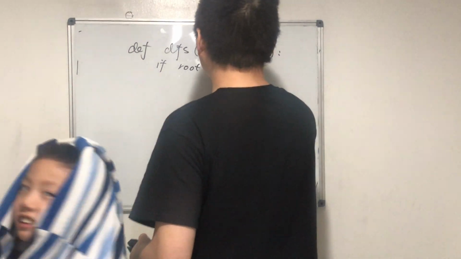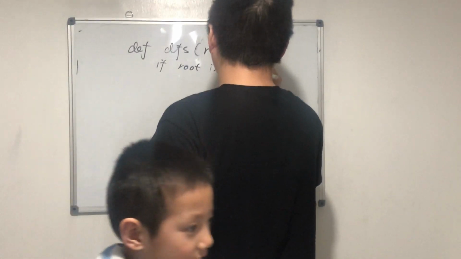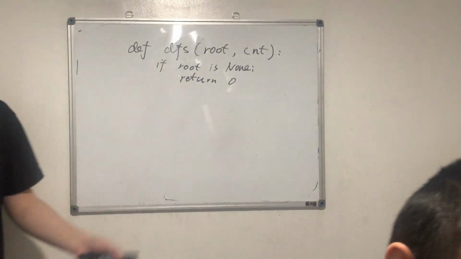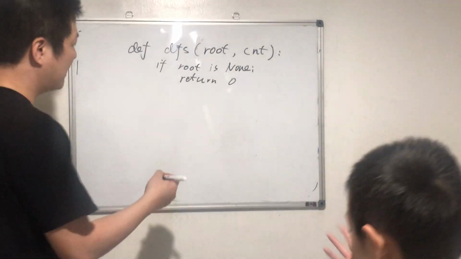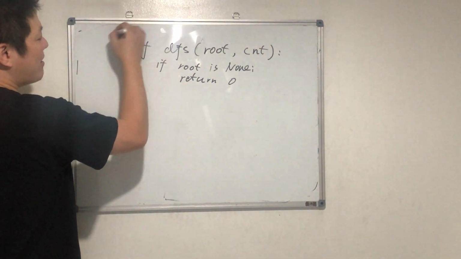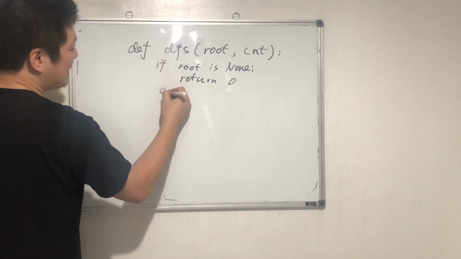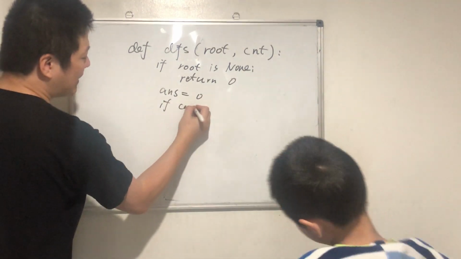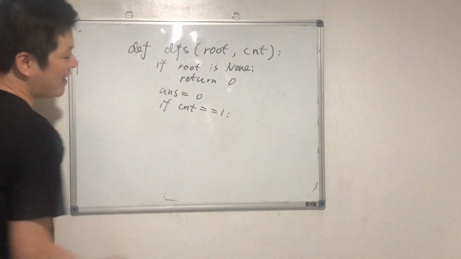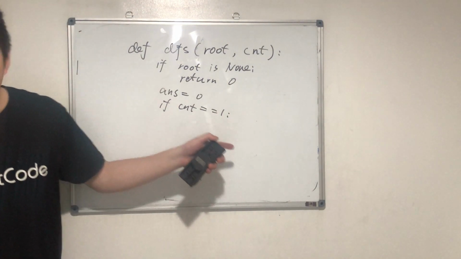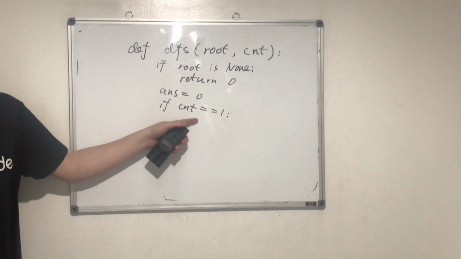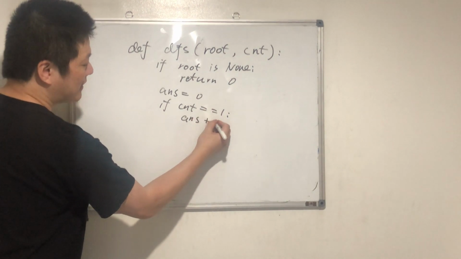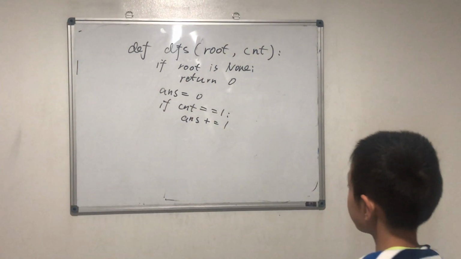So if root is none, what should we return? 0. It means it doesn't have any only child kids. So if we have a counter here, let's say answer equals 0 first, right? And then if counter equals 1, if its parent has only one kid, then we increment the answer. Answer plus equals 1, right? Does it make sense?